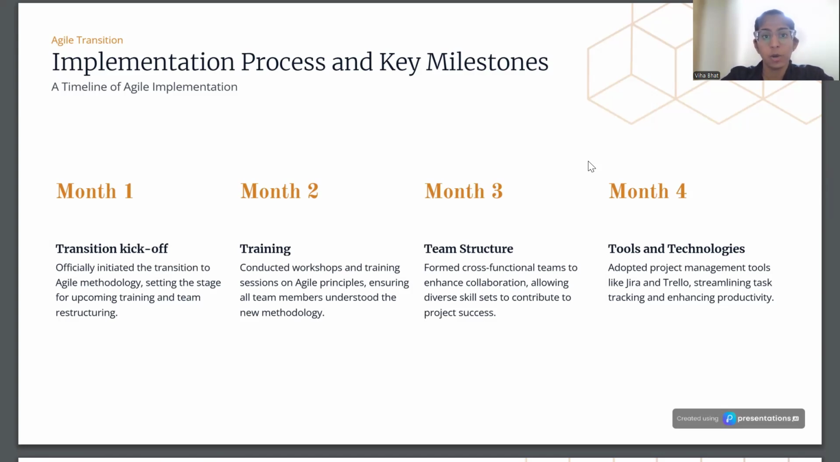Next is month four, where you're going to figure out what the new tools and technologies are and how you can adapt to them, how you can adapt to project management tools like Jira and Trello, and how you can enhance your overall project management using new and upcoming technologies.